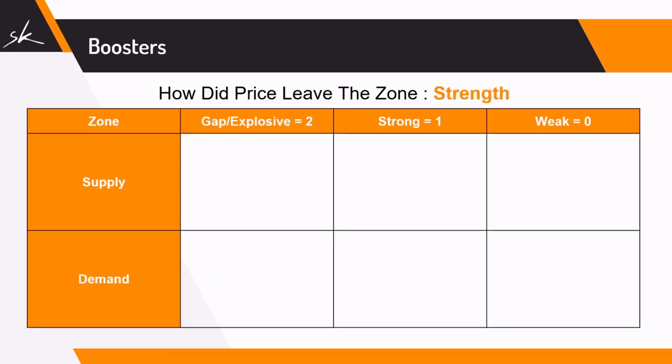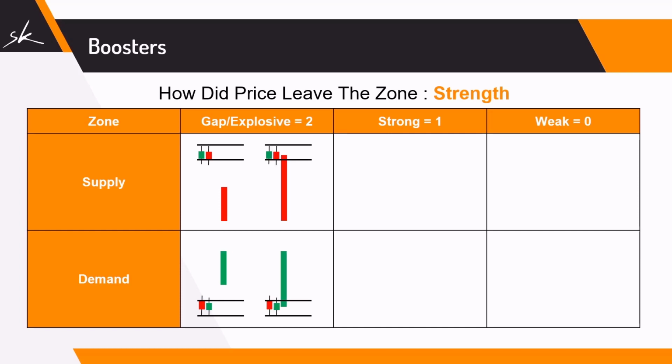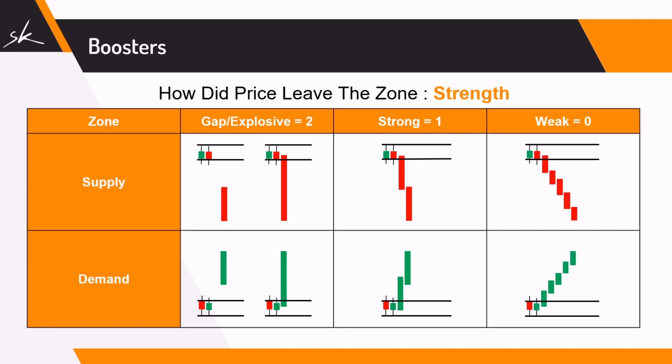If the leg out is a gap or an explosive move, we will give it a score of 2. If the leg out is strong, we will give it a score of 1. And if the leg out is weak, we will give it a score of 0.